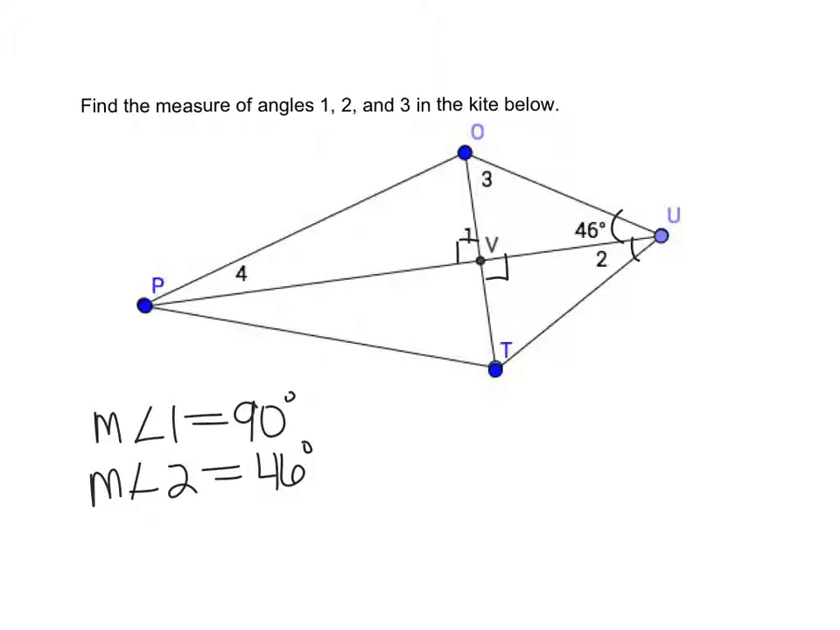Lastly, when we want to find the measure of angle 3, we're going to use our right triangle OVU to find that measure because we know all 3 of those angles have to add to 180. So if we do 180 minus 90 minus 46, we get that the measure of angle 3 is 44 degrees.